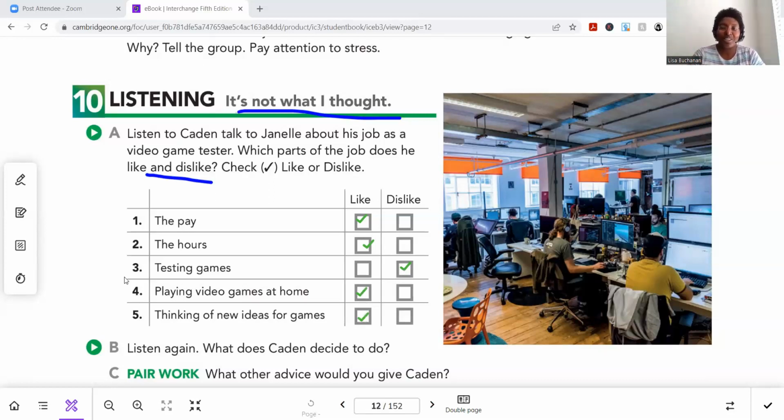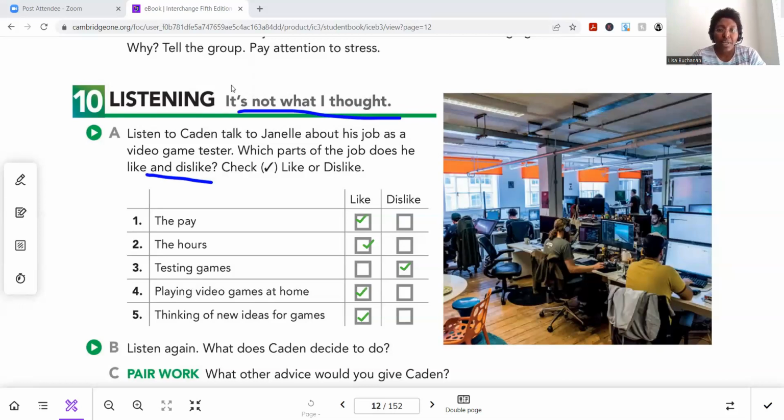So did you get 100%? If not, it's okay. If you got half of them right, you're okay listening, not terrible. If you only got one right, you need to practice your listening. One or two right, then you need to practice your listening more.